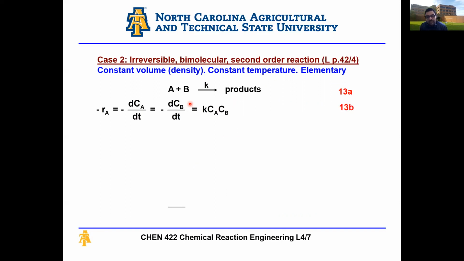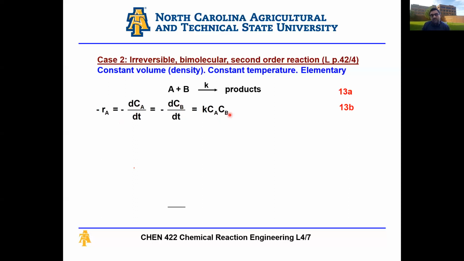Minus rA is equal to minus dCA by dt. And it's a one-to-one reaction, so minus rA is equal to minus rB, which is equal to minus dCB by dt, and this is equal to K CA multiplied by CB. Right, so this is the rate of consumption of A, the rate of consumption of B, equal to the change of concentration of A by time, change of concentration of B by time, equal to K CA CB.